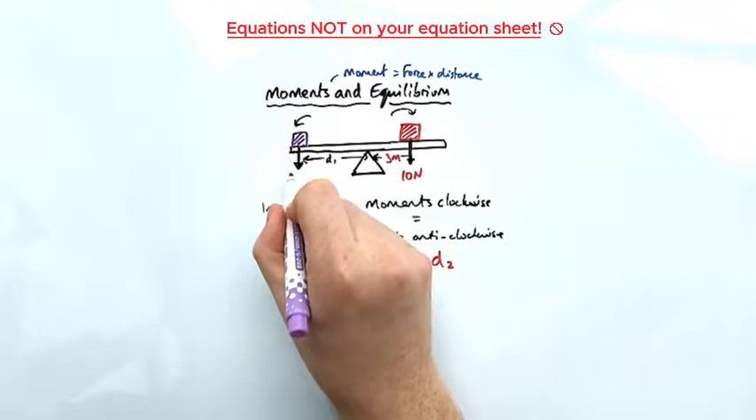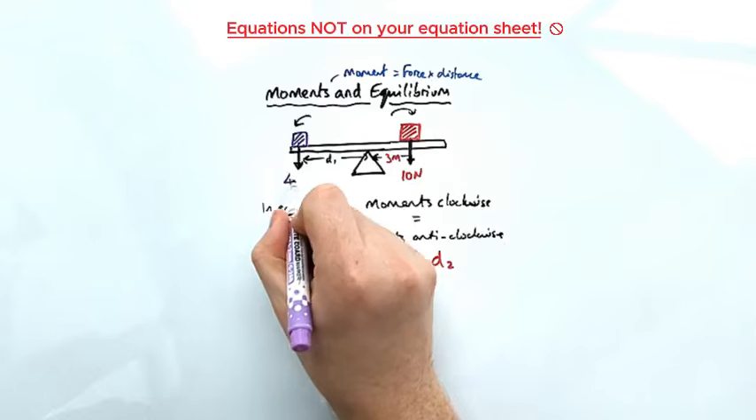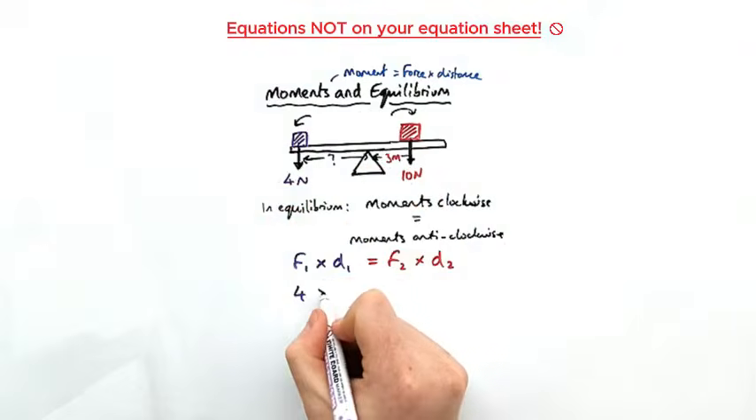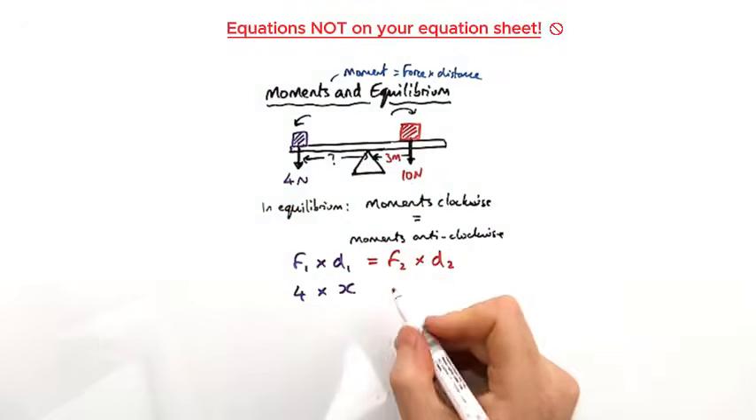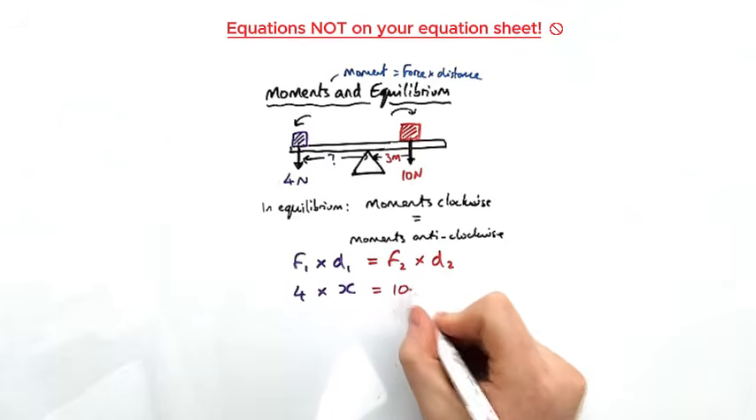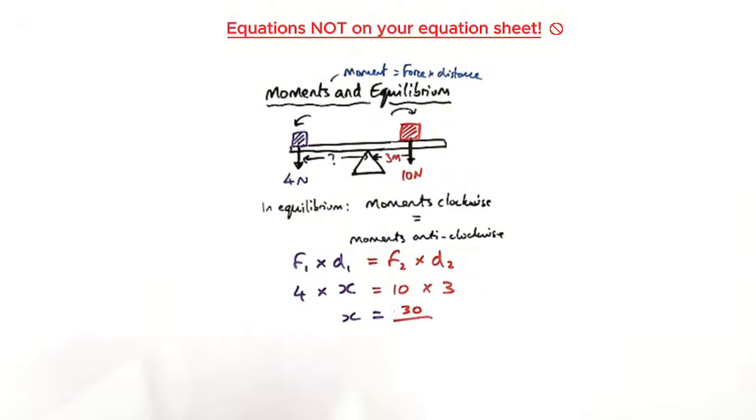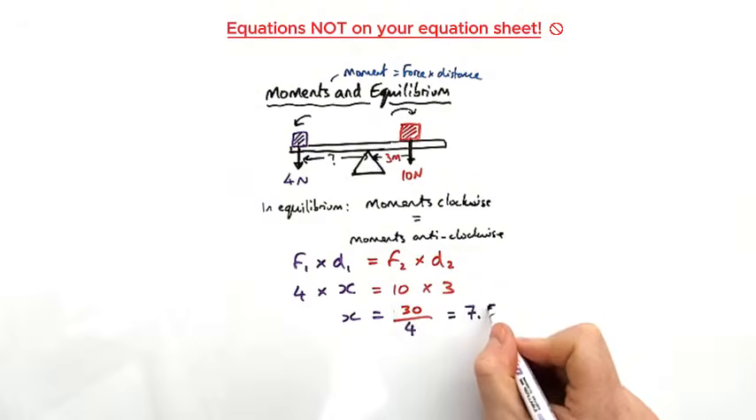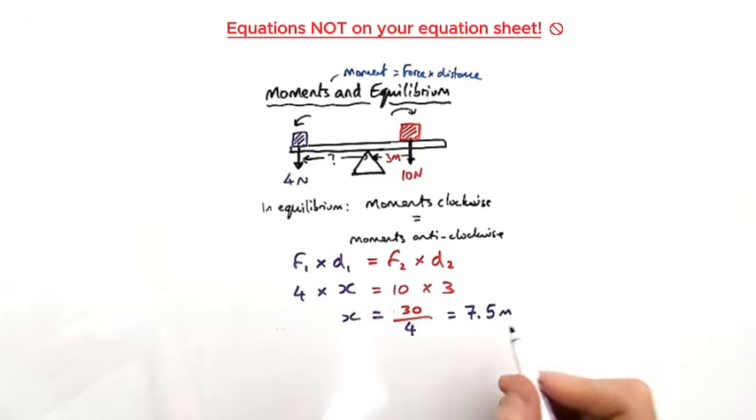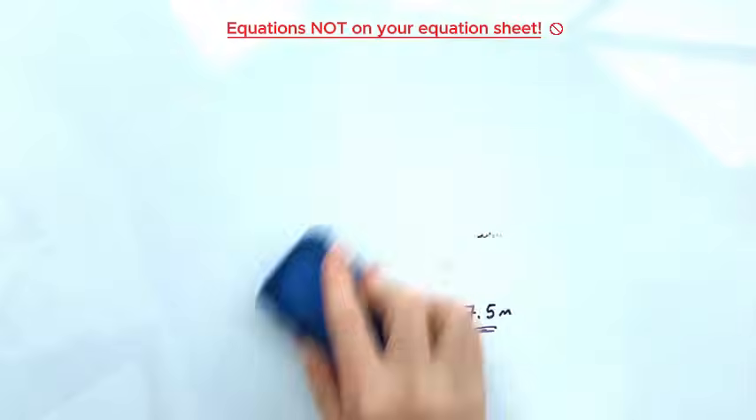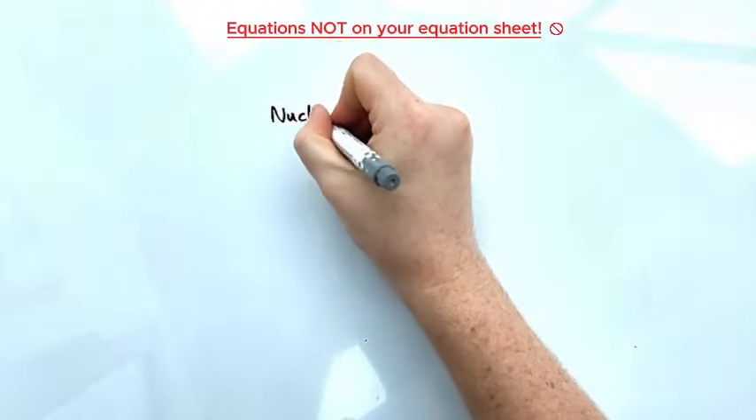So our purple object is 4 newtons downwards. We don't know how far away from the pivot. And our red object is 10 newtons downwards, 3 meters away from the pivot. So we can see we've got the missing variable here on the left-hand side. And if we just solve the right-hand side, 10 times 3 is 30, divide that by 4, we can find that the missing distance is 7.5 meters. And this makes sense because we've got a smaller force. It does need to be further away from the pivot, 7.5 meters, compared to 3 meters of the other object.